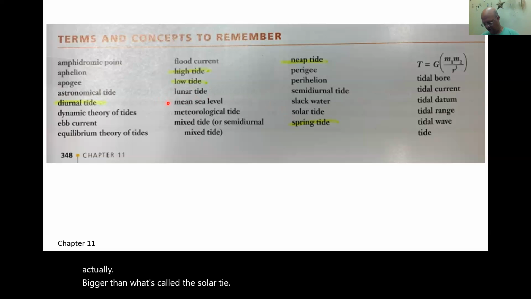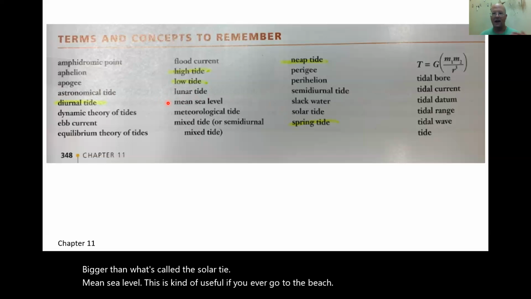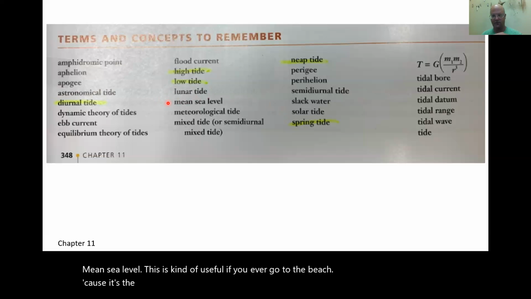Okay. Mean sea level. This is kind of useful if you ever go to the beach, because it's the average where the ocean is, right? So if you've got high tides, you've got low tides, but the average is where the mean sea level is.